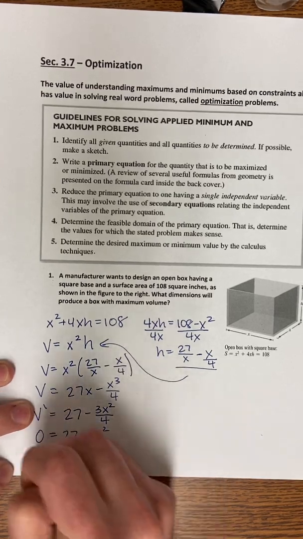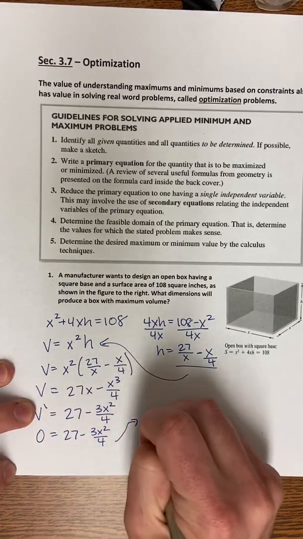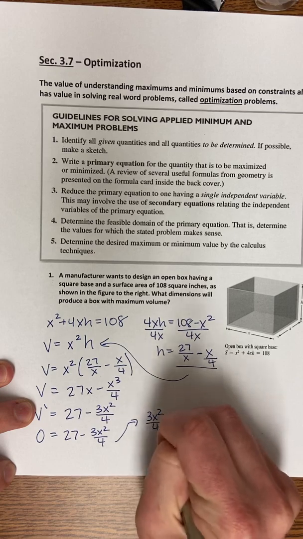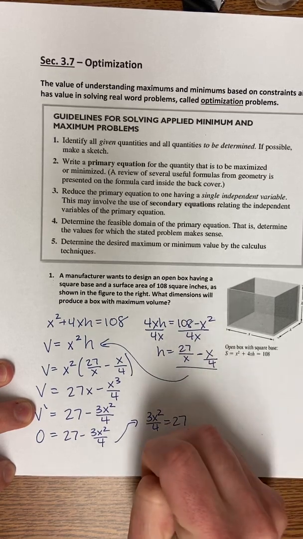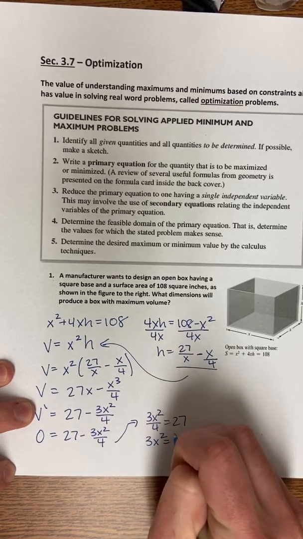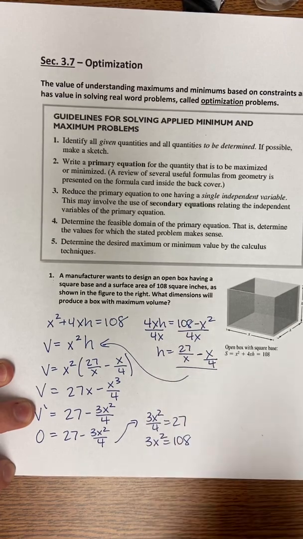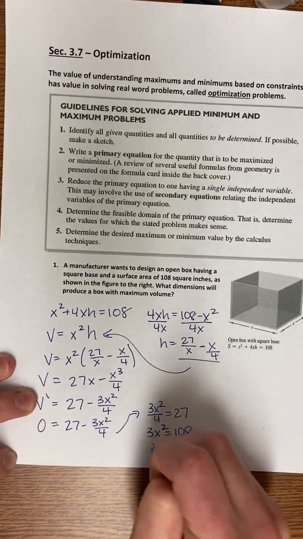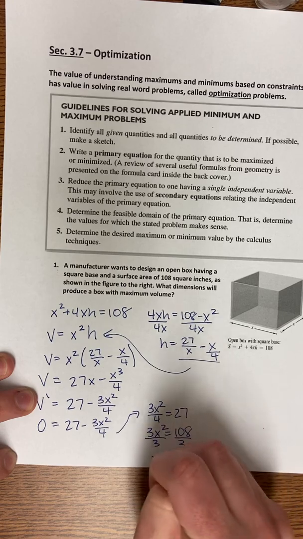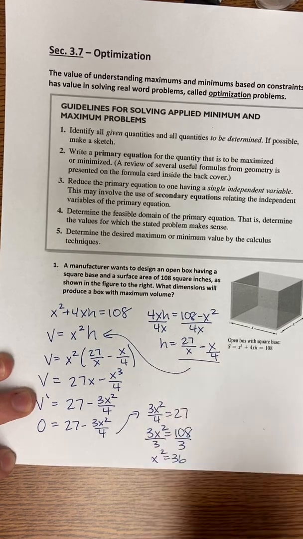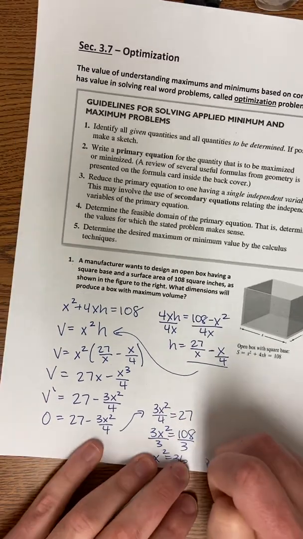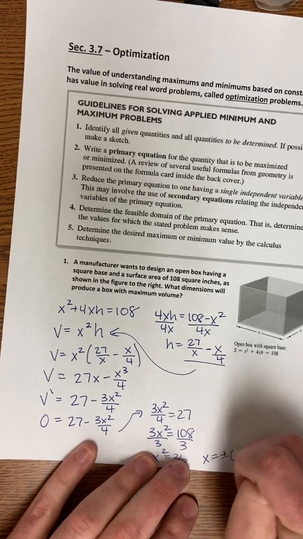If I add the 3x squared over 4 to the other side, I will get 3x squared over 4 equals 27. That means 3x squared is, multiplying the 4 to the other side, 108. And then we divide by 3 to get x squared is 36. Which means if I take the square root, we get x is plus or minus 6.